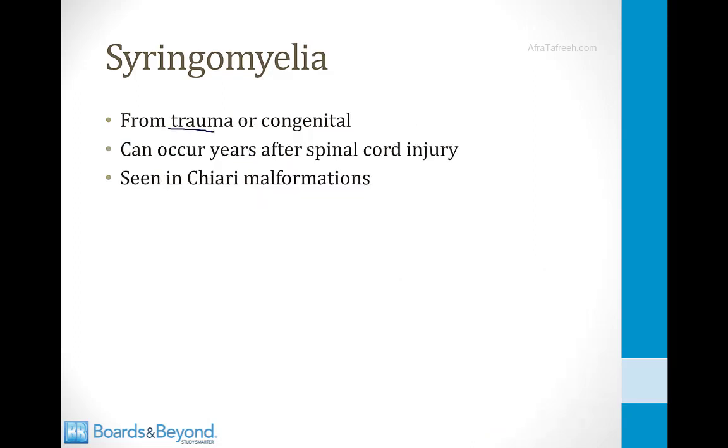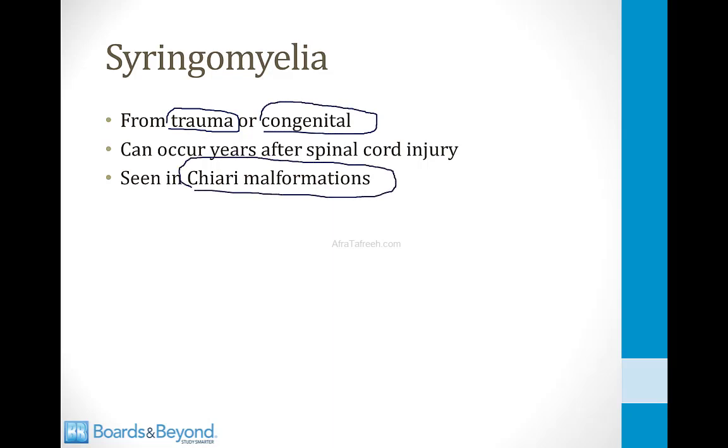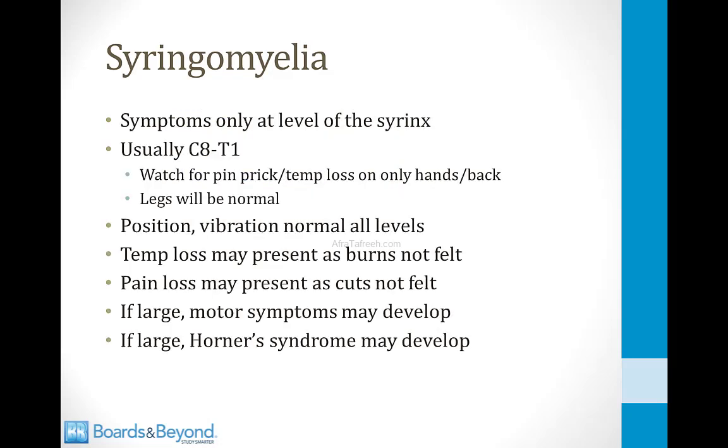So why do you get this? Well, you can get it from trauma. So if you have damage to the spinal cord, years later some patients develop syringomyelia for reasons we don't understand. And then it can be congenital. Syringomyelia is strongly associated with Chiari malformations of the cerebellum, and I talk about this in more detail in the module on neuroembryology. So let's talk about what the symptoms of syringomyelia would look like.